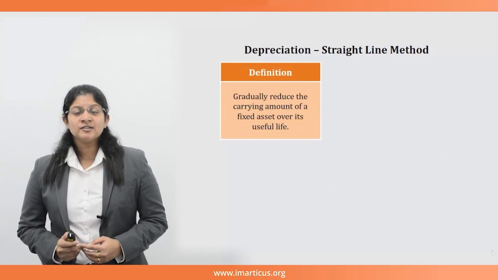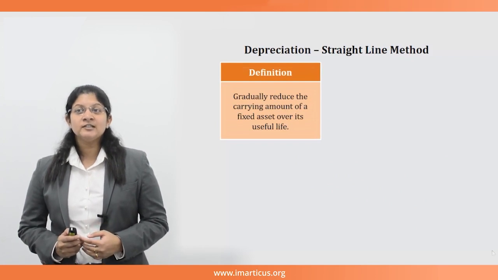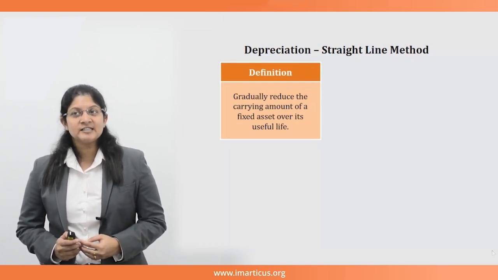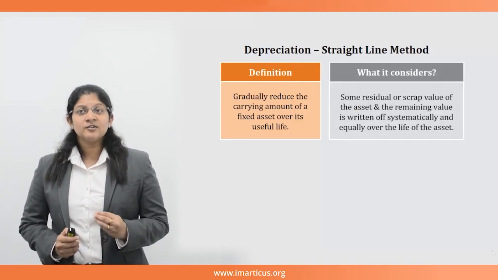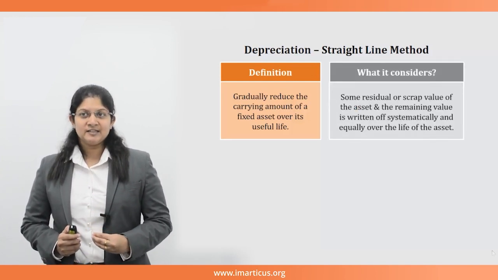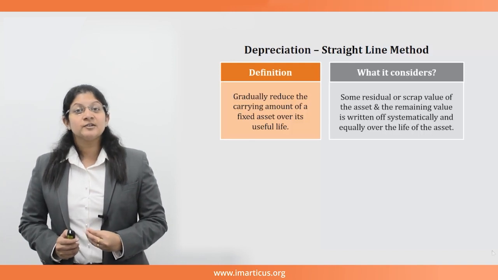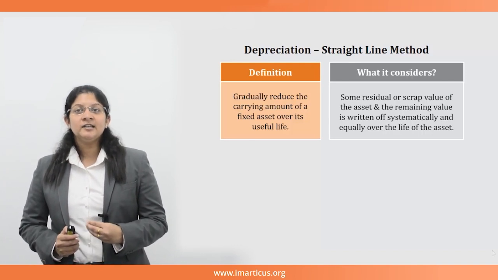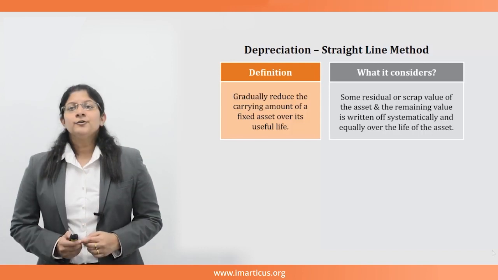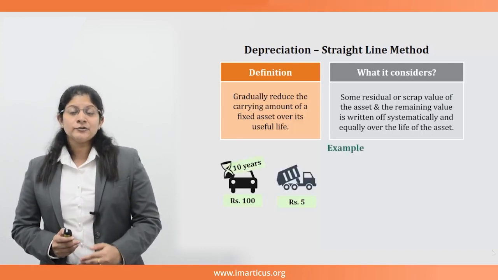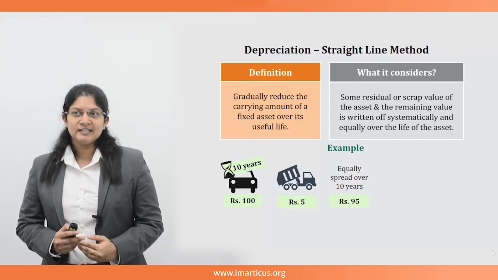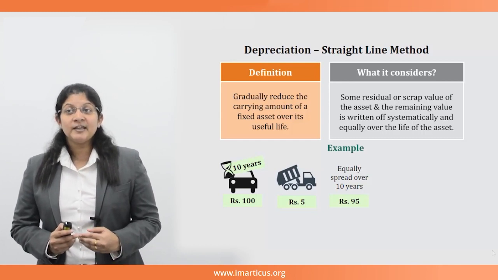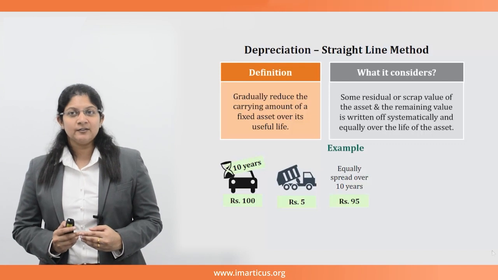Straight line depreciation is the default method used to gradually reduce the carrying amount of a fixed asset over its useful life. This method considers some residual or scrap value of the asset. The remaining value is written off systematically and equally over the life of the asset. For example, let's say the cost of an asset is Rs 100. The estimated useful life is 10 years. The scrap value at the end of its useful life is Rs 5.